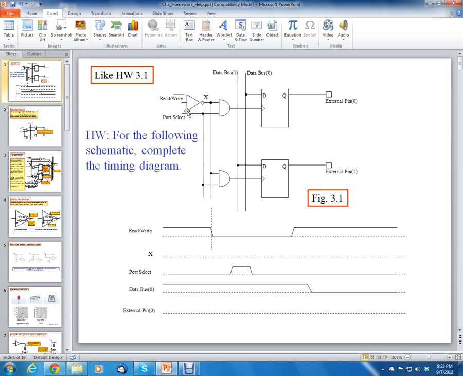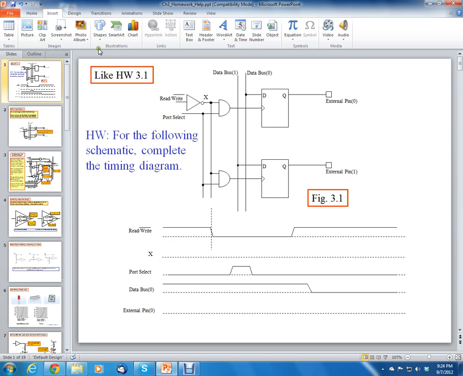Don't forget that down here this is actually read-write, so the write is inverted. We want to not forget about that. Since the inverter here is, let me fix this signal. Read-write is just the inverted version of that signal. So X is an inverted version of read-write. What we're going to do is draw a waveform of just the inverse of read-write.